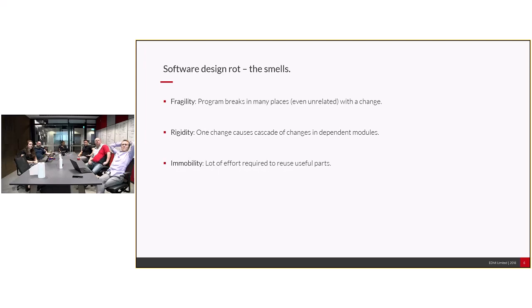The third one is immobility. More often than not, we put a lot of effort into writing a piece of code, and it does the job very well. But very often we see that with slight modification, it could be made to do a bunch of other things as well. But the code is so enmeshed, so embedded, that it takes a lot of effort to even pull it out. I have been guilty of this myself.